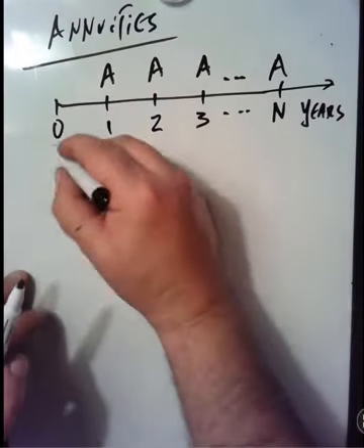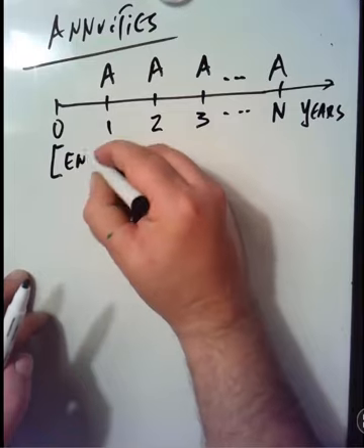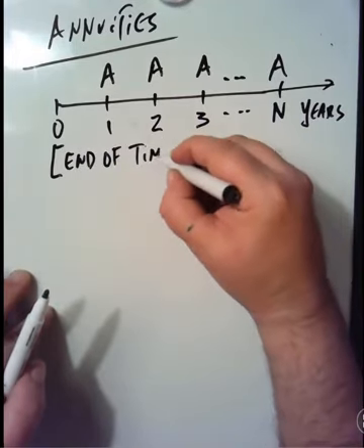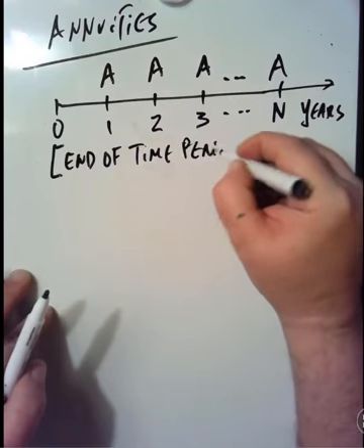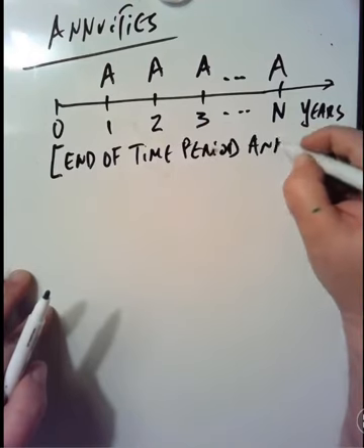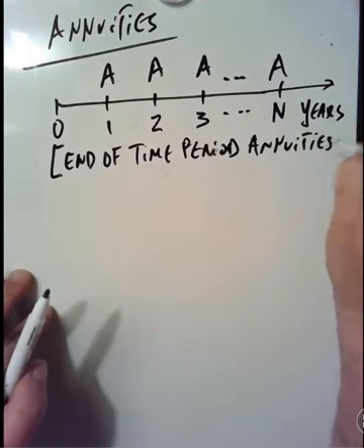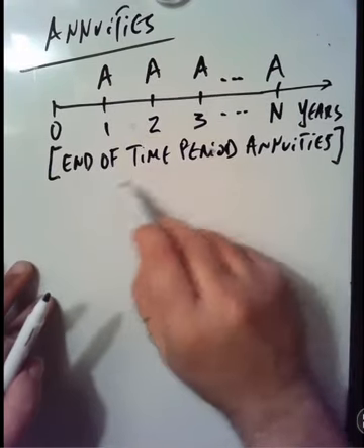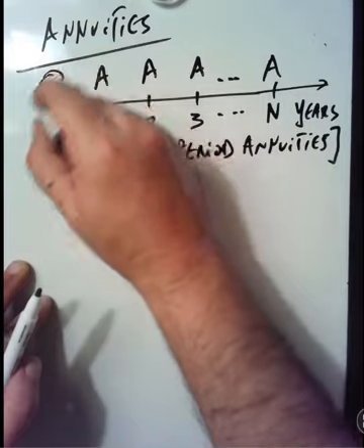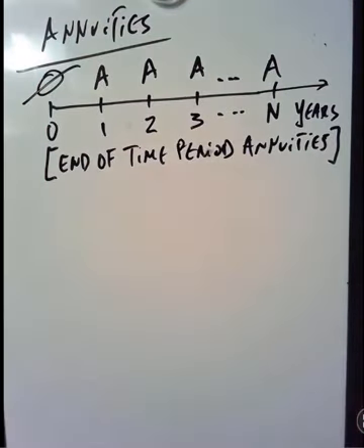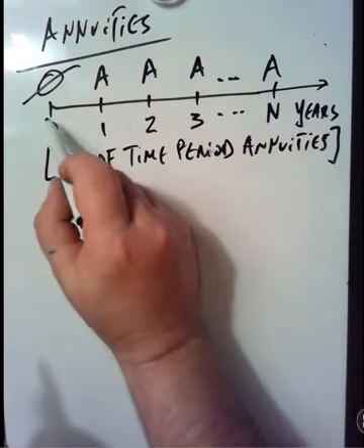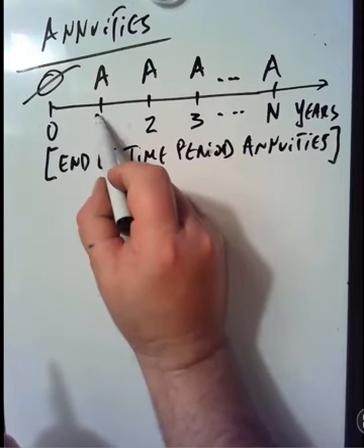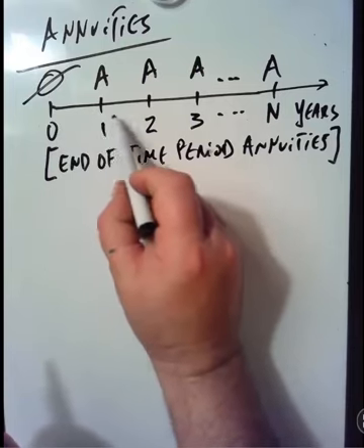This is what we call end of time period annuities. And why does it have that name? Because what characterizes end of time period annuities is that there is no cash flow at time zero. Annuities begin being paid out one time unit later. Okay.